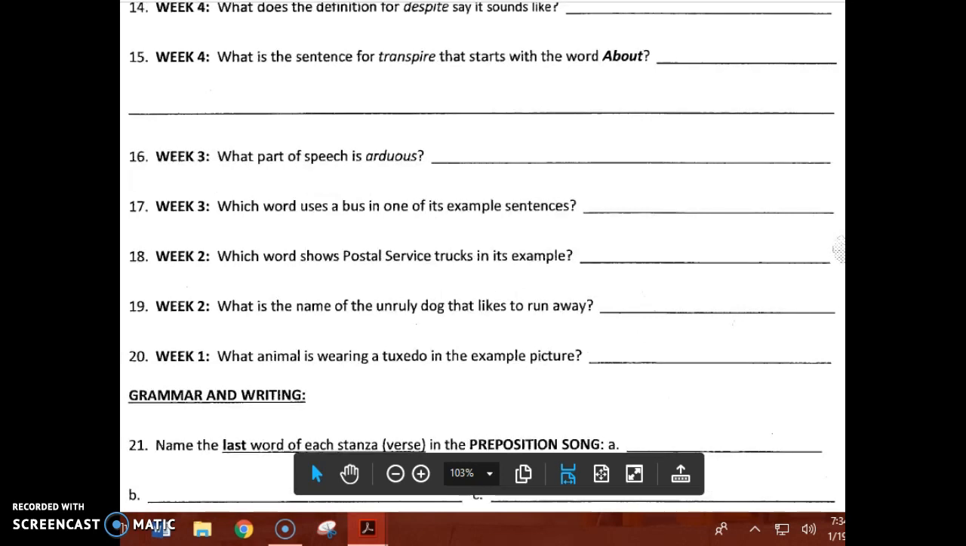Number 16, look at your vocabulary week 3. What part of speech is arduous? Number 17, also in week 3. Which word uses a bus in one of its example sentences?